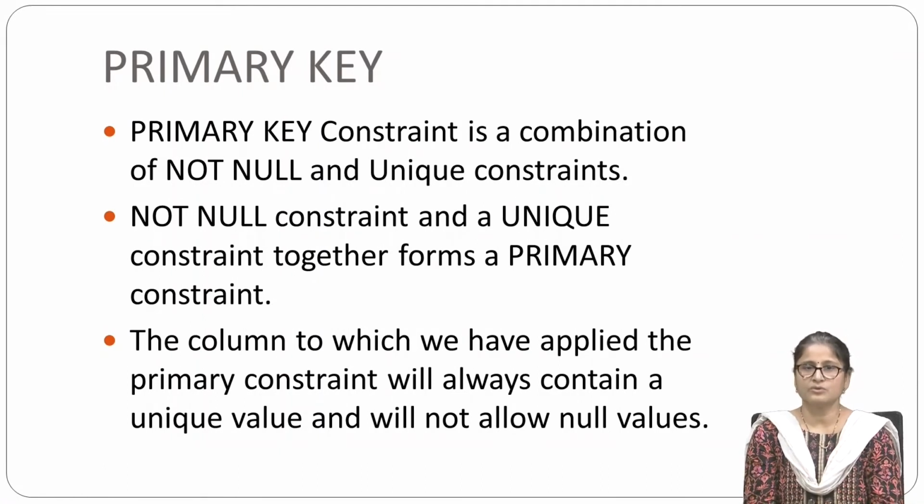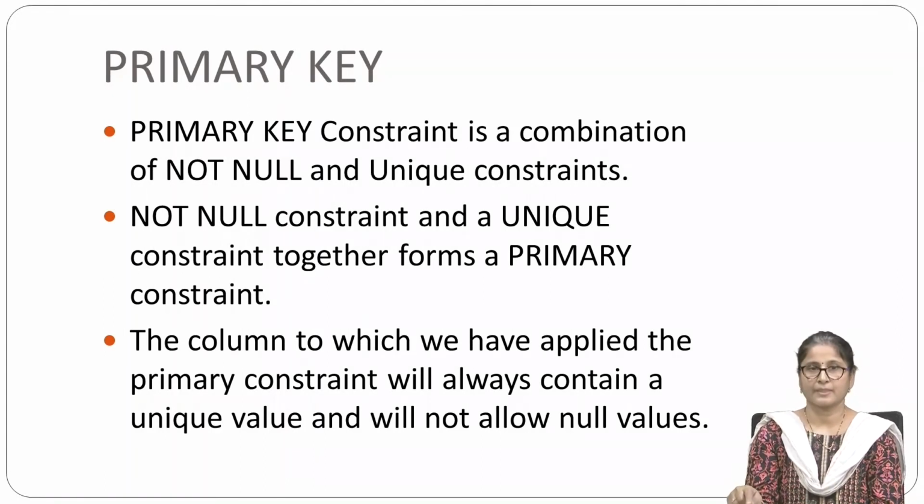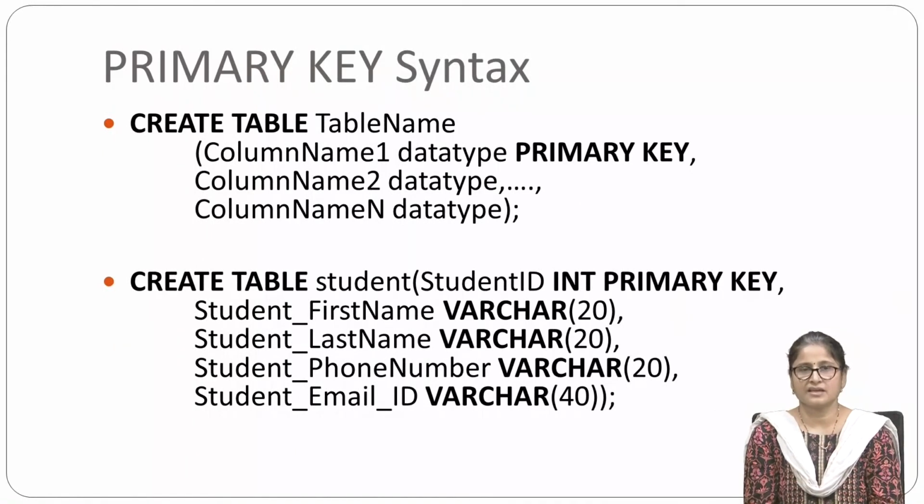So the column to which we have applied the primary key constraint will always contain a unique value, and it should not contain a null value. Let us see an example of the primary key constraint.